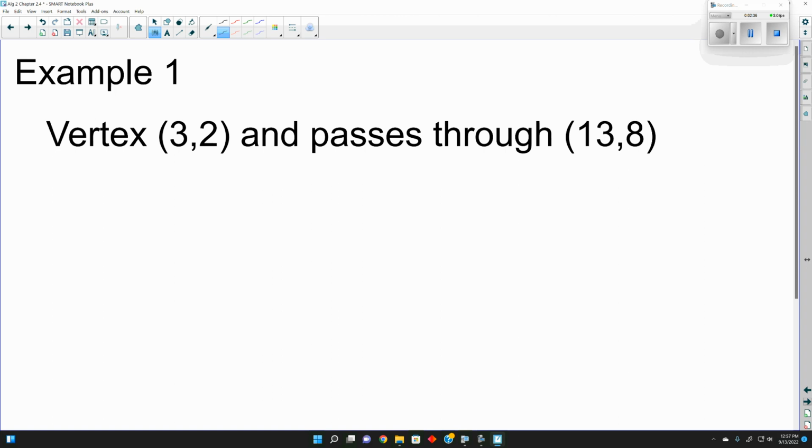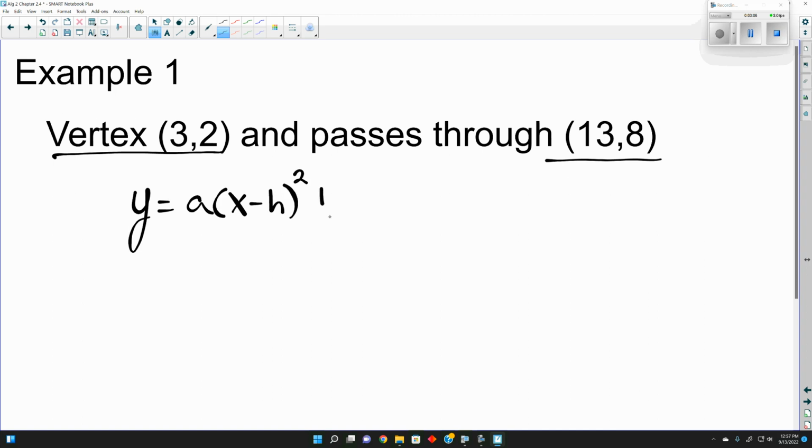Now, we're looking at example 1, so we're right there on the first page still. So example 1, vertex is the point 3, 2, and it passes through the point 13, 8, yes? Which type are we going to use? Which one of those equations will we use? The vertex one, yes? So we can circle the vertex one. So the y equals a parentheses x minus h squared plus k. So we can circle that one.